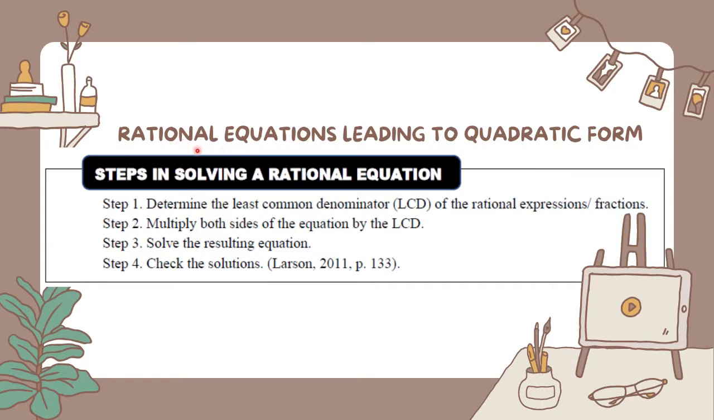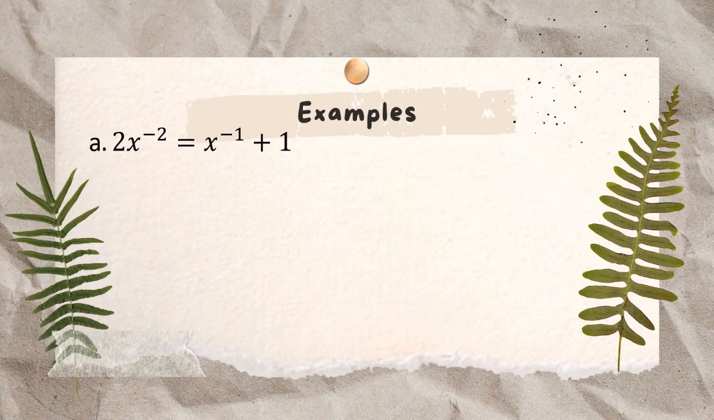We are to solve rational equations leading to quadratic form. And these are the steps in solving a rational equation. We're going to determine the LCD, or the least common denominator, of each of the rational expressions or fractions. Then multiply both sides of the equation by the LCD and solve for the resulting equation. And the last step is to check the solutions. Let's have this first example involving rational equations.